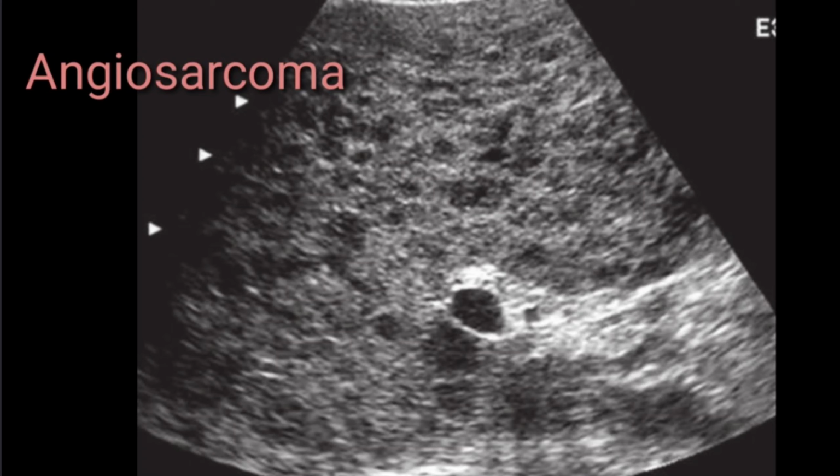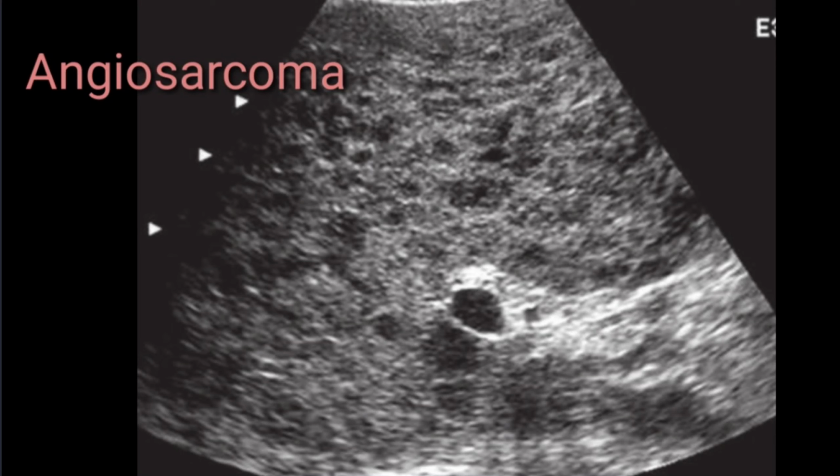hypoechoic tiny lesions. The largest one is measuring so and so. So when you are writing the report, you must mention that the spleen is enlarged in size and its parenchyma is interrupted by multiple hypoechoic tiny nodules. The largest one is measuring so and so. Always mention the largest nodule. You don't need to mention all of these. You don't need to take the measurement of all these nodules. It's impossible, and do not confuse the clinician.